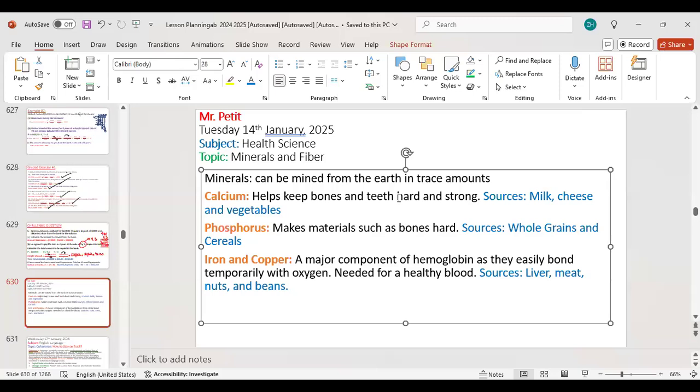iron can be found in liver, meat, nuts, and beans. All right, is anyone familiar with apricots? The fruit? Yeah, the fruit. Apricots and also grapes. Once you need iron, you can make an iron tonic from apricots and grapes. That's a good iron tonic.